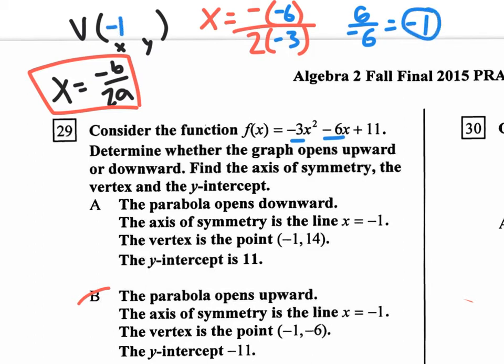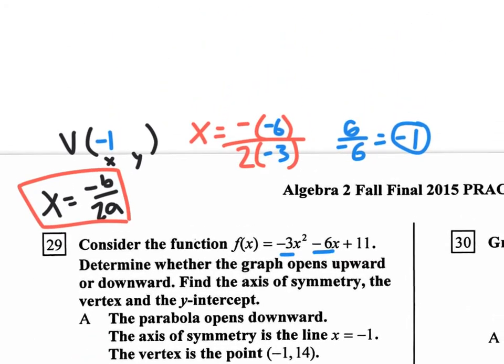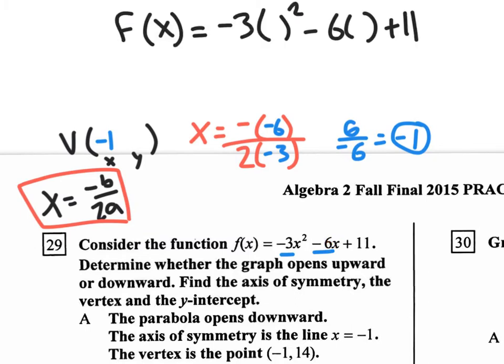Now, if you want the y value, what are you supposed to do? Plug it in. So you're supposed to plug it in. And let me get some space up here. And what I want to do is I want to rewrite this f of x function, and I want to set it up to plug in the negative 1. I want to put parentheses on the x and on the x right there. There it is, ladies and gentlemen. All we need to do is plug in the negative 1 into the parentheses and work it out. Then we could find the y value.